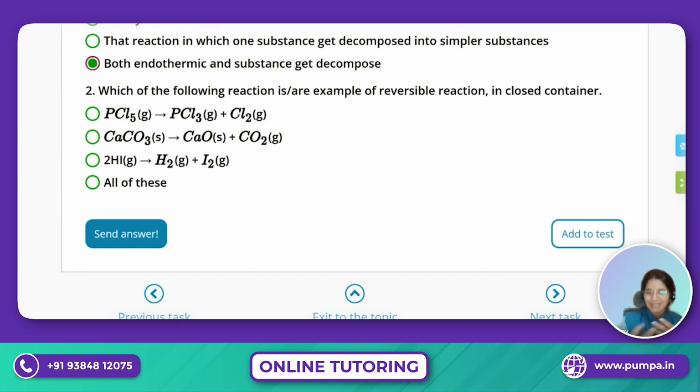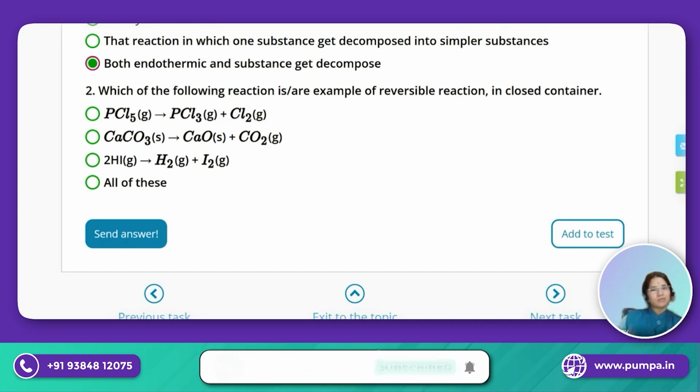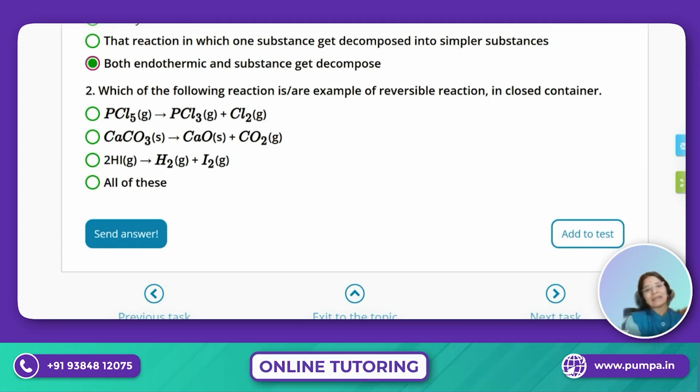In that case, we need to have an idea of what a reversible reaction is. From the name itself, we can understand reversible means where reactants form products, and from the products we can get the reactants back again. So reactants and products are vice versa. In that case, we consider it a reversible reaction.